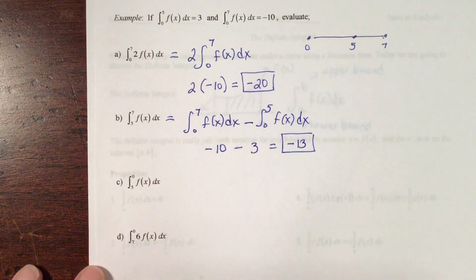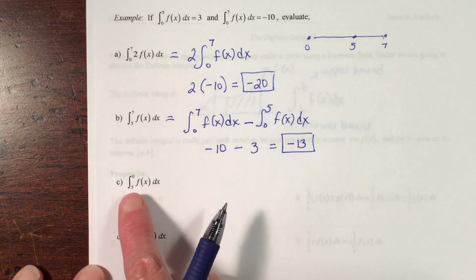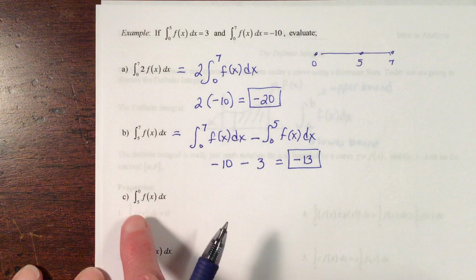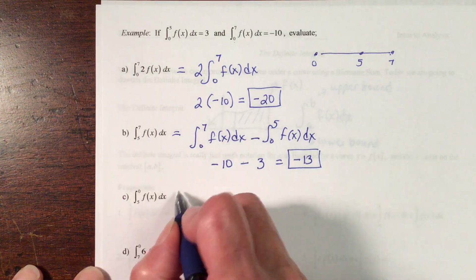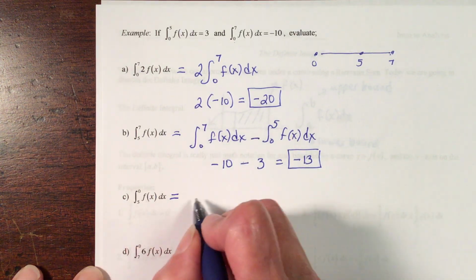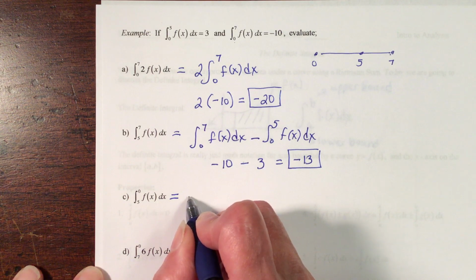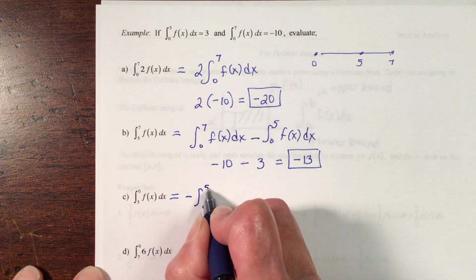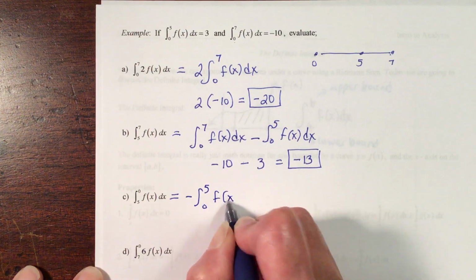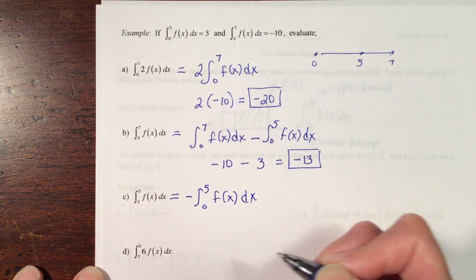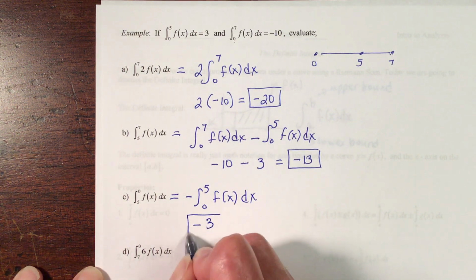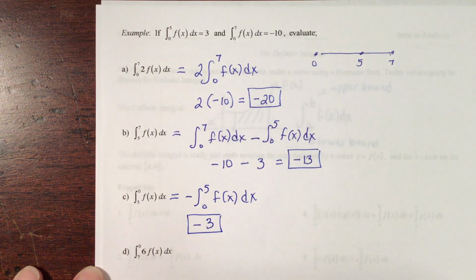Part C of this question. Now I want to go from 5 to 0. So remember, when we're dealing with a definite integral, we have to go from the lower bound, the lower number, to the upper number. So if I have to rewrite, I have to negate. The integral from 0 to 5 is just 3, so our overall answer is negative 3.